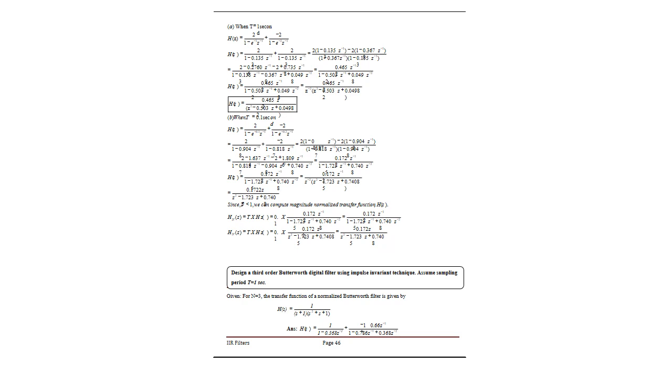Since T is less than 1, we can compute a magnitude normalized transfer function H(Z). So Hn(Z) is equal to T into H(Z), that is 0.1 into that value, and we will get the output value. Next, we have to design a third order Butterworth digital filter using the impulse invariant technique. Assume the sampling period T is equal to 1 once again.